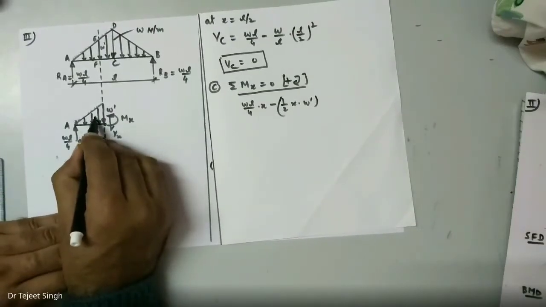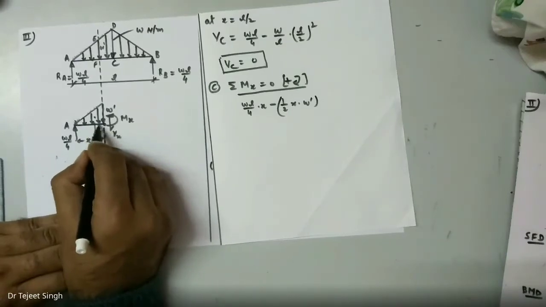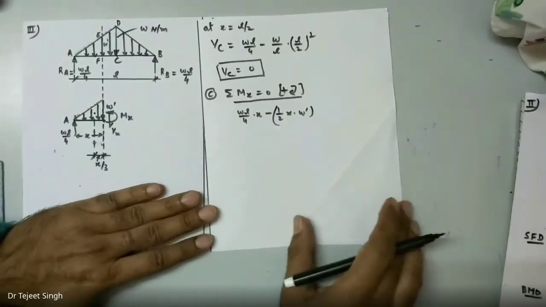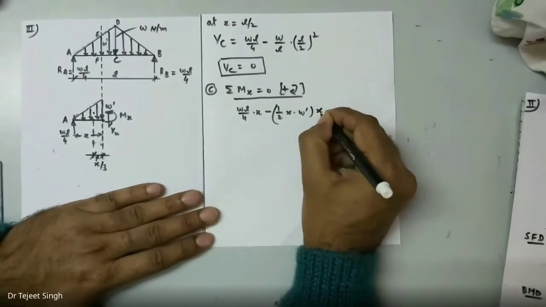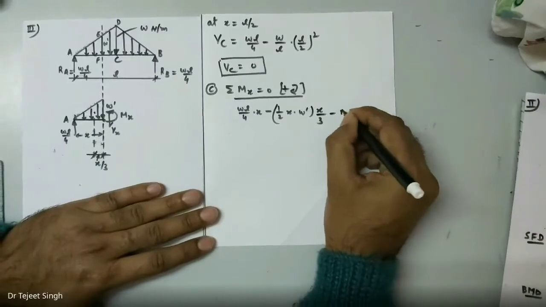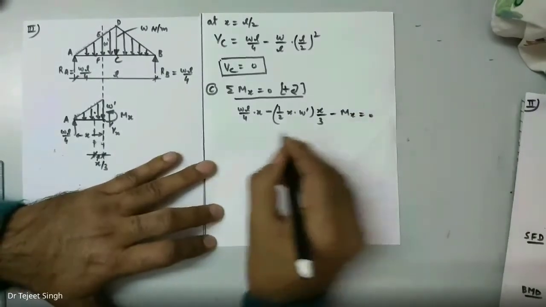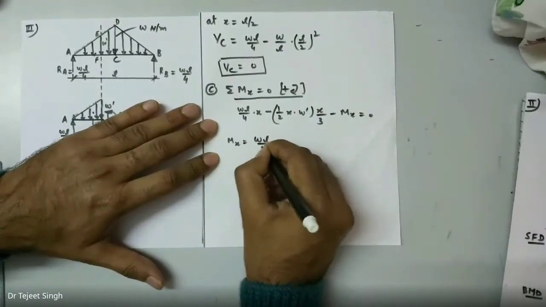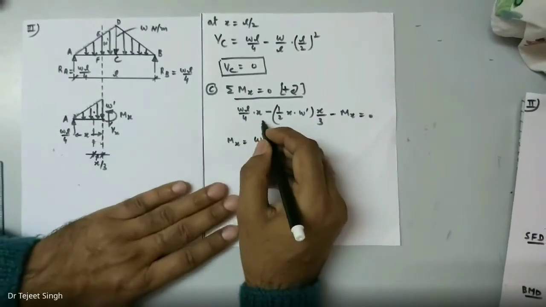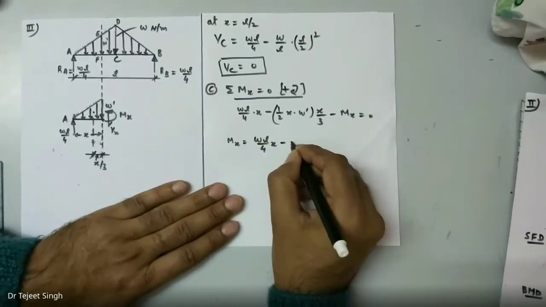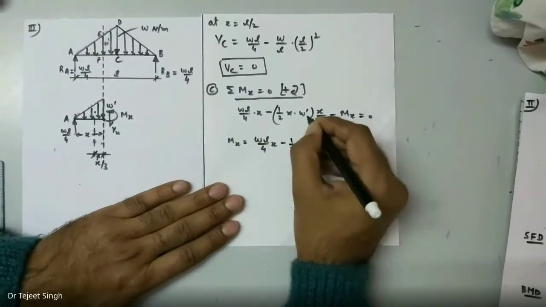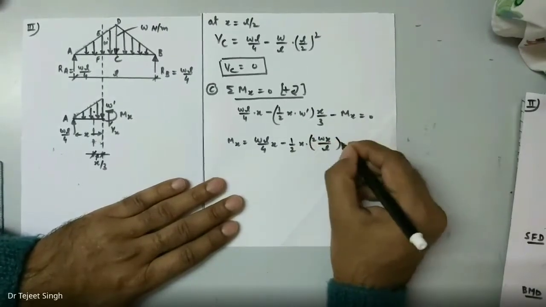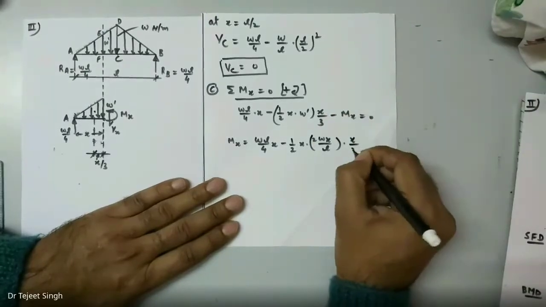तो सेंट्रॉइड से मैं कट पॉइंट तक का डिस्टेंस, ये वाला जो है यहां से लेके यहां तक, this distance I have to take. So I write this as x by 3, then minus mx equal to 0. Now from here I write the value of mx. mx is equal to wl by 4 into x, इसको लिख लिया. फिर माइनस half of x into w dash. Now w dash is 2wx by l into this x by 3, like this.